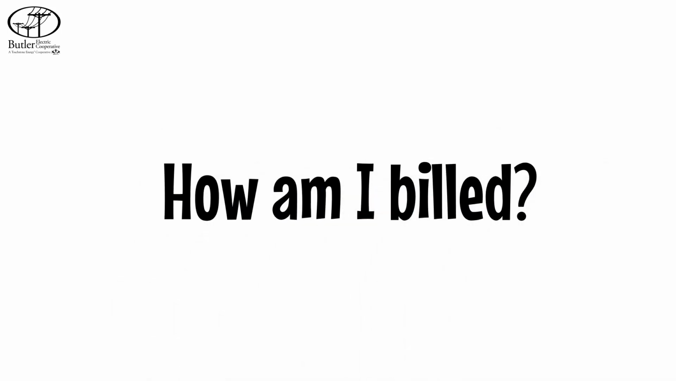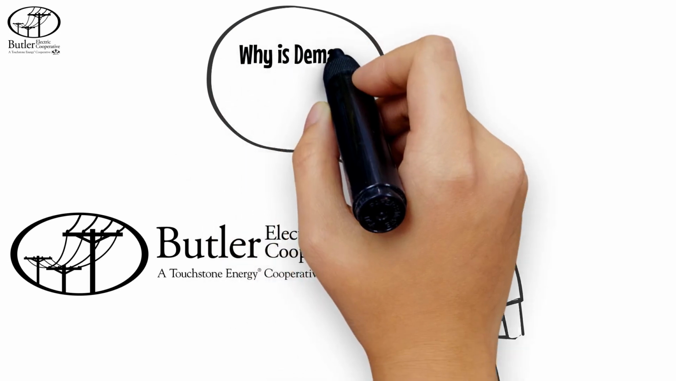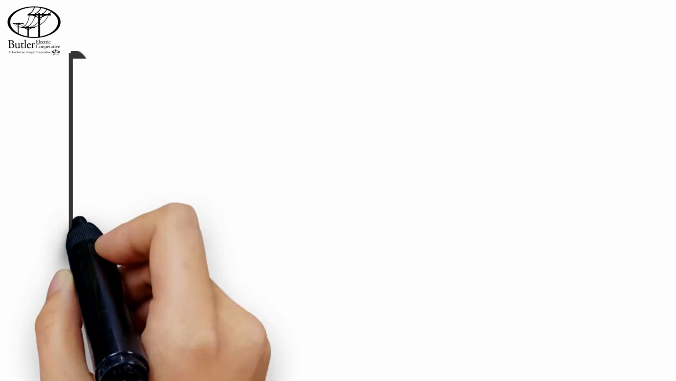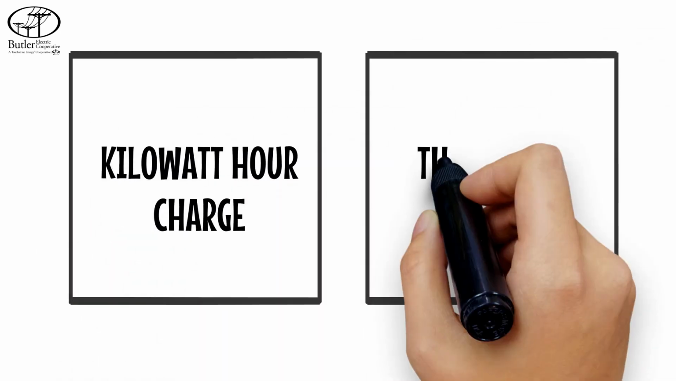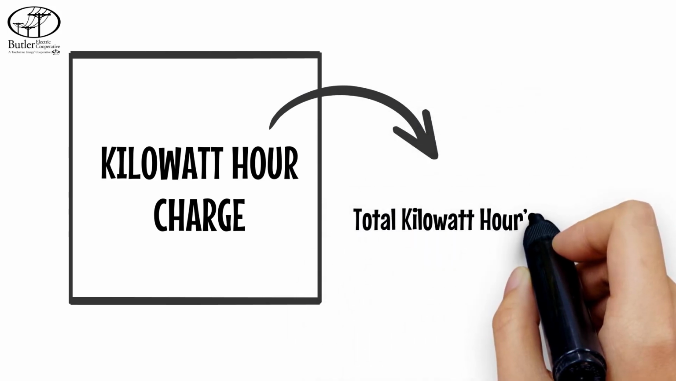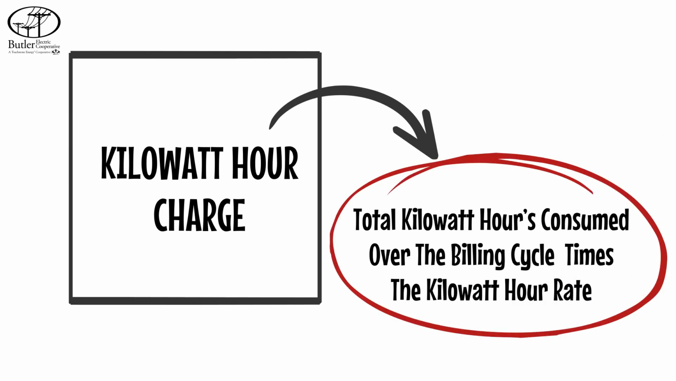How am I billed? As a Butler Electric Co-op member, you will be wondering, why is demand important to me and how is my bill calculated? Your bill has two components. One is the kilowatt hour charge and one is the demand charge. The kilowatt hour charge is the total kilowatt hours consumed over the billing cycle times the kilowatt hour rate.